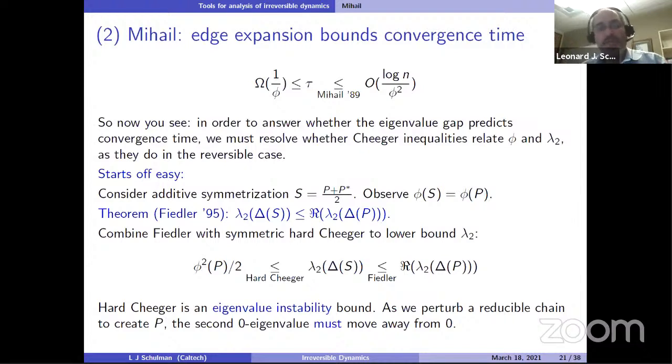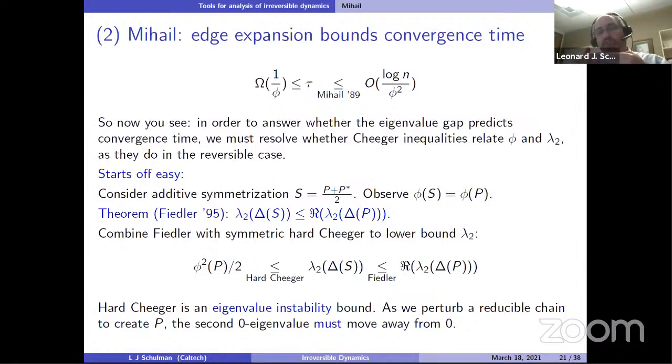It's due to a simple theorem of Fiedler that shows eigenvalue domination by the Laplacian, where the eigenvalue of the symmetrized chain is dominated by the eigenvalue of the unsymmetrized chain. So you have this comparison. So actually, the hard Cheeger side, the side that takes a little bit of work to prove, goes through fine.